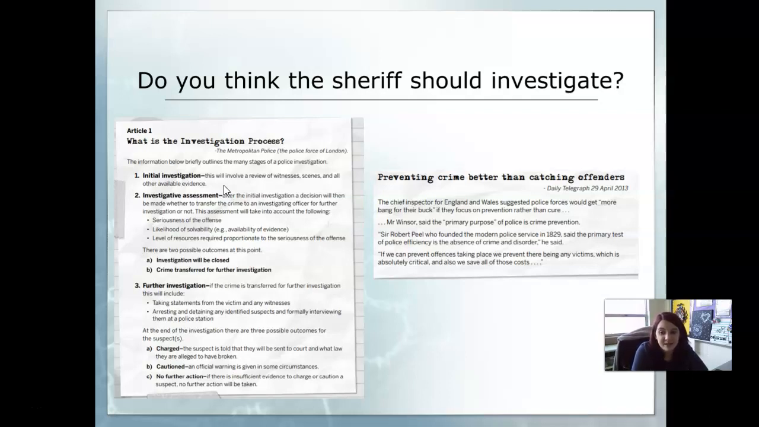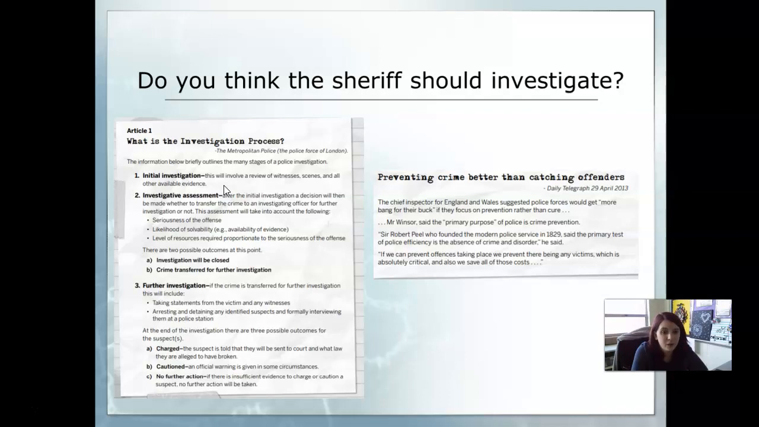At the end of this investigation, there are three possible things that are going to happen. Either a suspect's going to be charged, meaning the suspect is told that they will be sent to court and what law they're alleged to have broken. They could be cautioned, which means they are given an official warning. Or there is no further action. If there's not enough evidence to charge or caution anybody, there's nothing else that's going to be done.